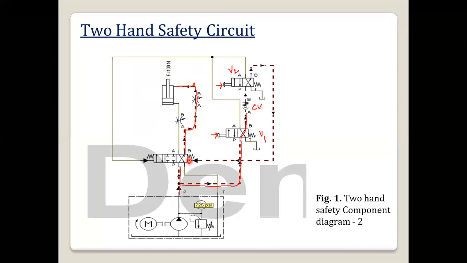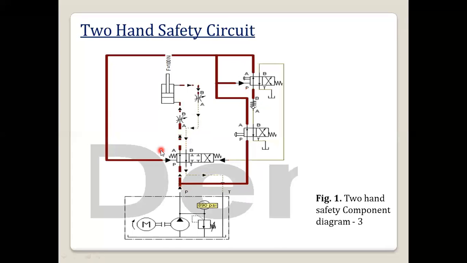For changing the position, I am actuating both the DCVs, so the flow will be going to this. You can see here that P to B is there, and here also P to B is there. So the oil will be coming to the right side of this 4 by 2 DCV, and then the position will change to the extreme left side. Let me show how it operates.